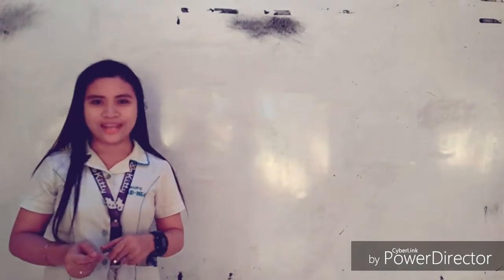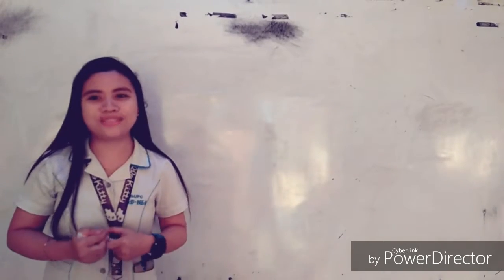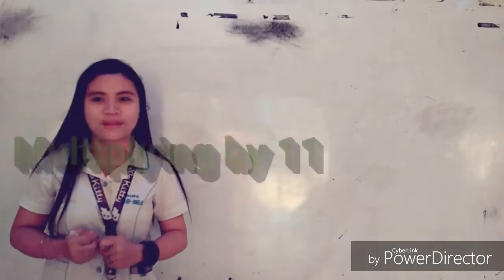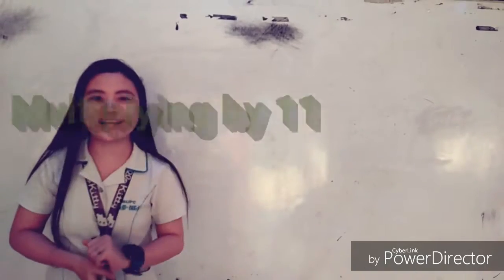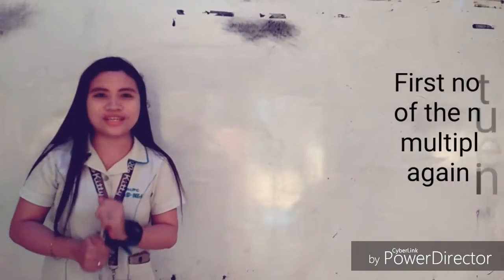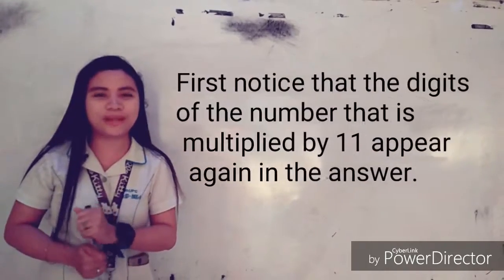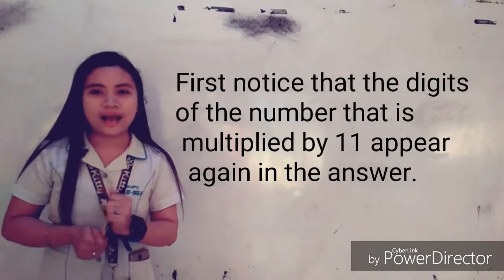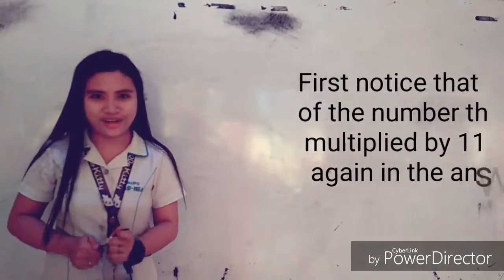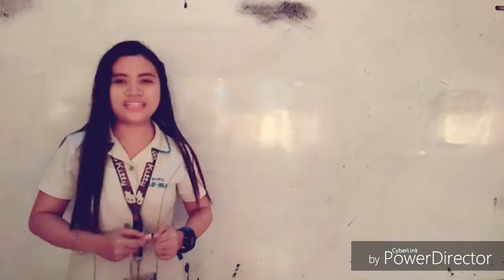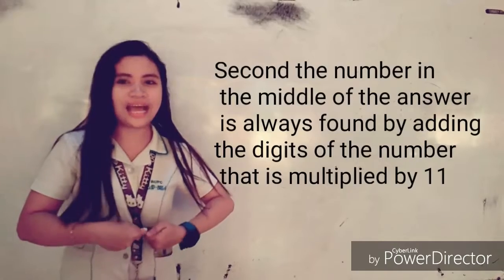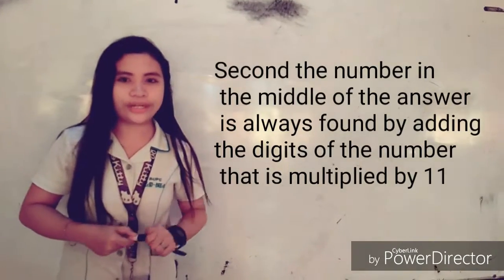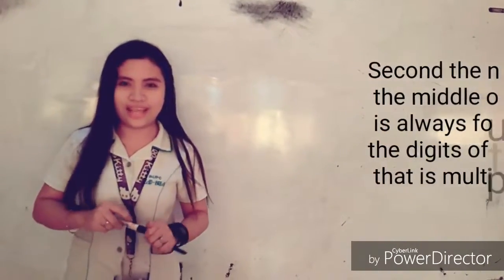Do you have any idea about multiplying by 11? So, today, I will teach you some tricks about multiplying by 11. So, first, notice that the first digit of the number that is multiplied by 11 appears again in the answer. Then the number in the middle of the answer is always found by adding the digits of the number that is multiplied by 11.